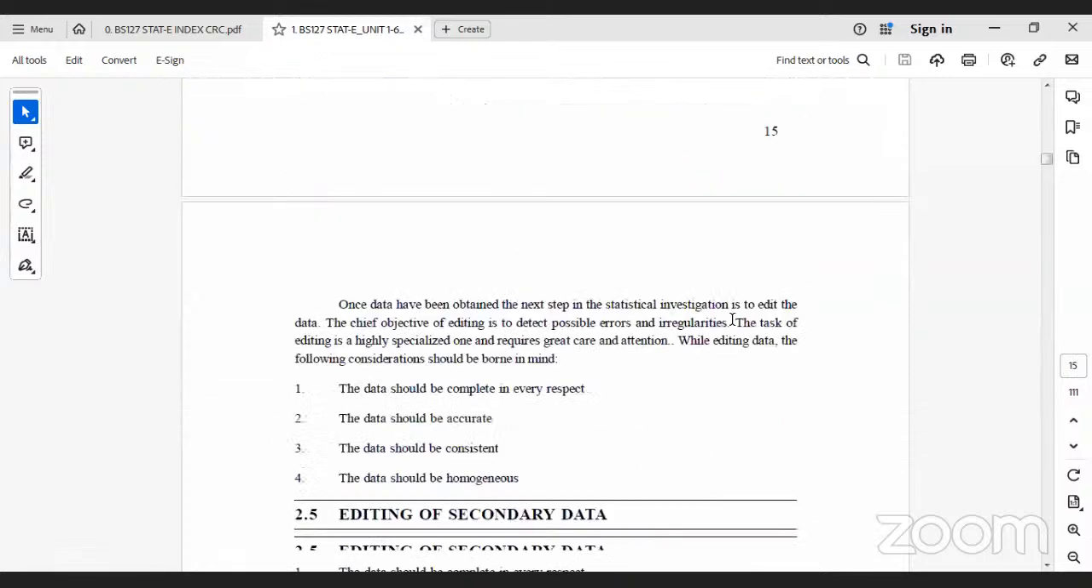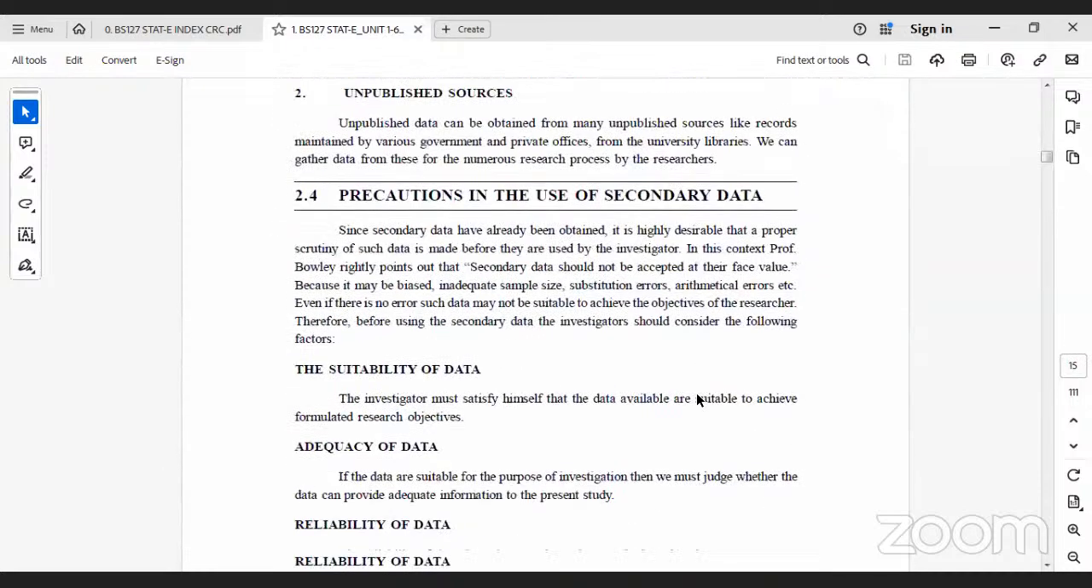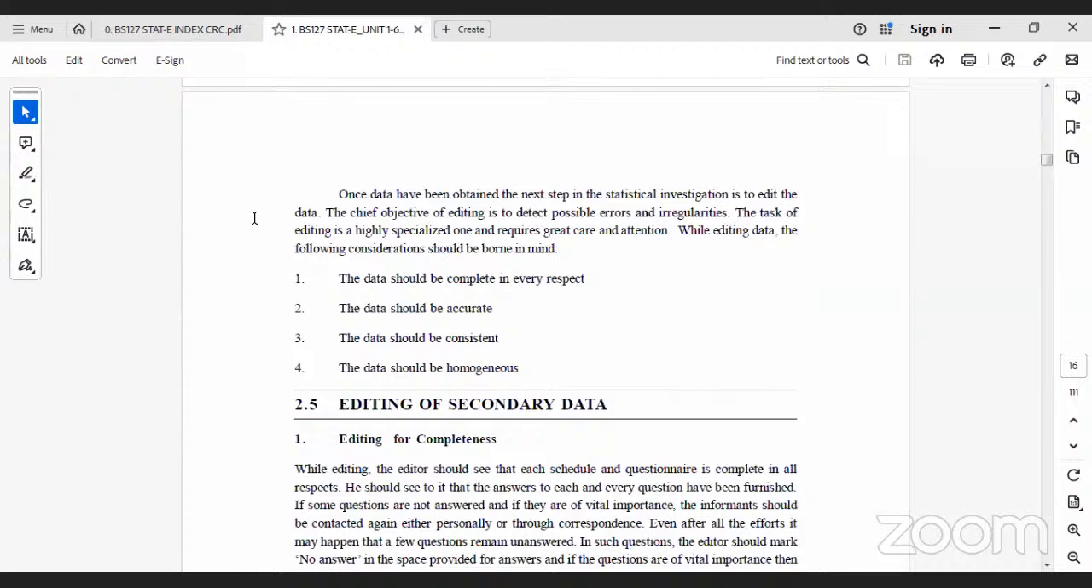These 4 points are the main ones for secondary data collection. Precautions in the use of secondary data, these 4. If they ask what are the steps involved in precautions of secondary data, they should write these 4. Clear? Yes, sir.